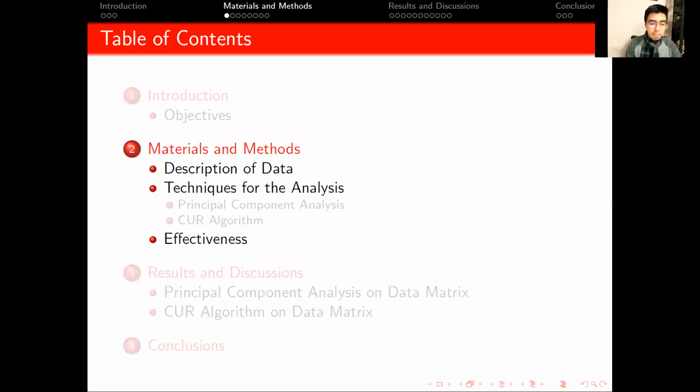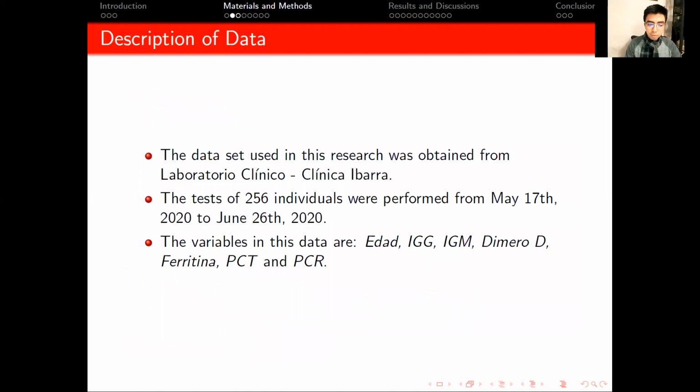In the materials and methods section, we will first describe the data used. This data was obtained from a clinical laboratory in Ibarra, Ecuador, called Laboratorio Clínico Clínica Ibarra. The tests of 256 individuals were performed from May 17, 2020 to June 26, 2020.